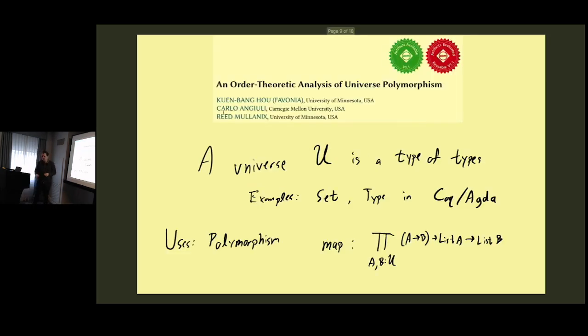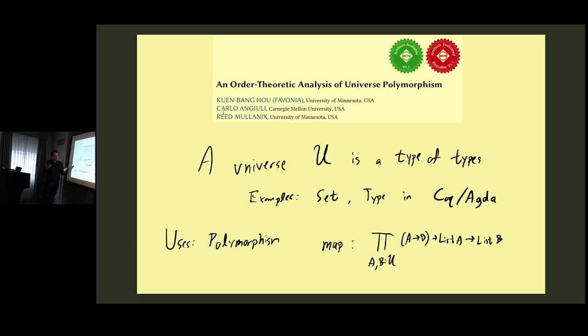Okay? So for the next paper, which we have some authors right here, we have an order theoretic analysis of universe polymorphism. So what is a universe? A universe in type theory, which we write as U, is a kind of type of types. So if you've used Coq or Agda, these are things like Set and Type and Prop.